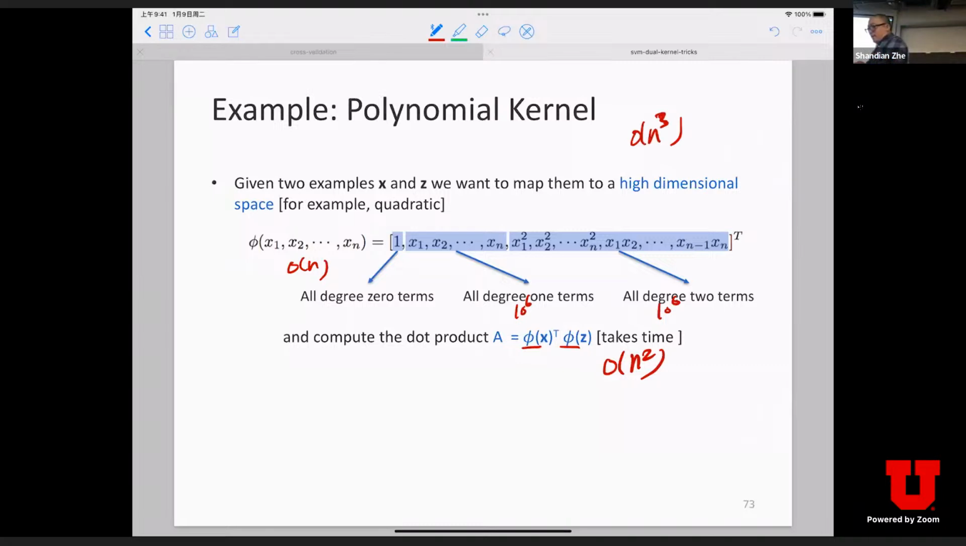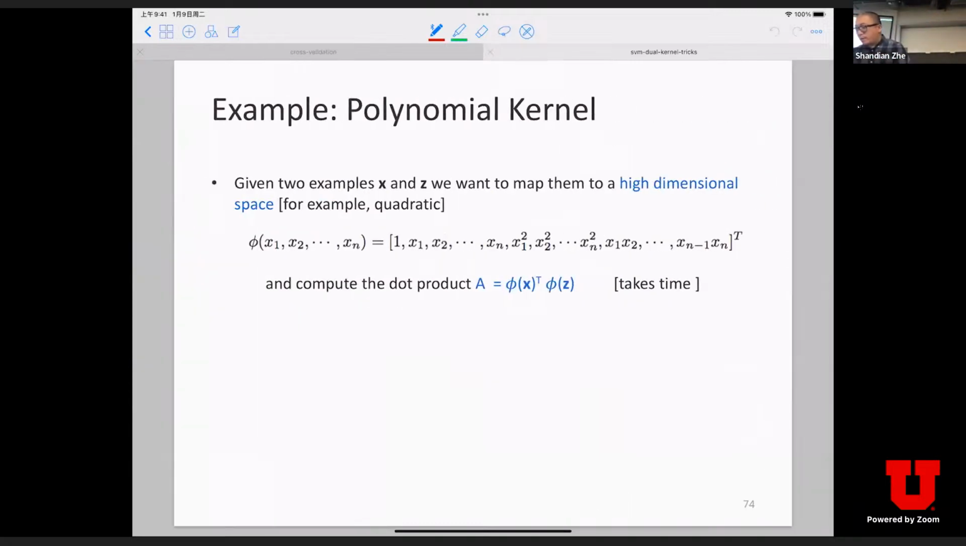Then we consider, okay, can we have some easier computational method to avoid doing this explicit feature mapping and explicit dot product? So here we want to come up with a kernel function. I define a kernel function as a function of x and z. X and z are just in the original feature space. That is, they're just n-dimensional.